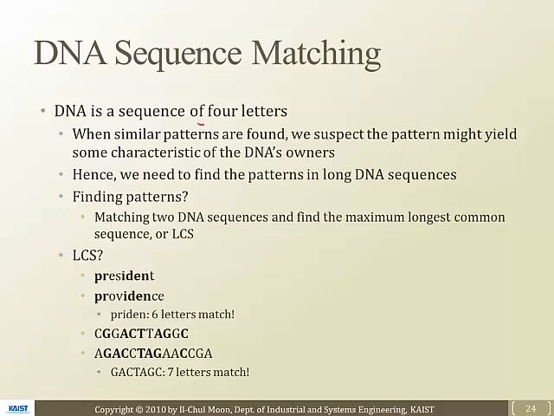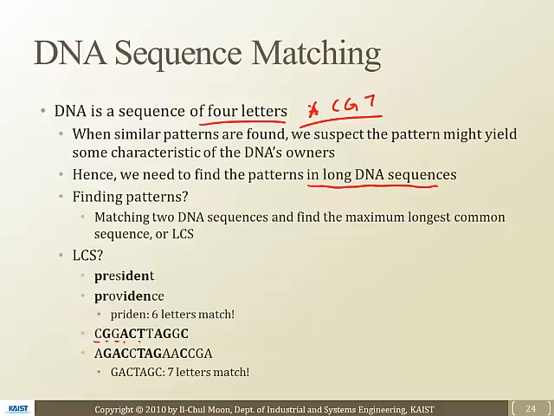DNA sequence matching, just to give you some context: DNA is a sequence of 4 letters, right? A, C, G, T are the 4 letters that constitute DNA. When similar patterns are found, we suspect that the pattern might yield some characteristics of the DNA owners. If my daughter and I look alike, it means that we are sharing some patterns within our DNA, right? That's our conjecture, and most times this is true. Hence, we need to find the patterns in long DNA sequences.